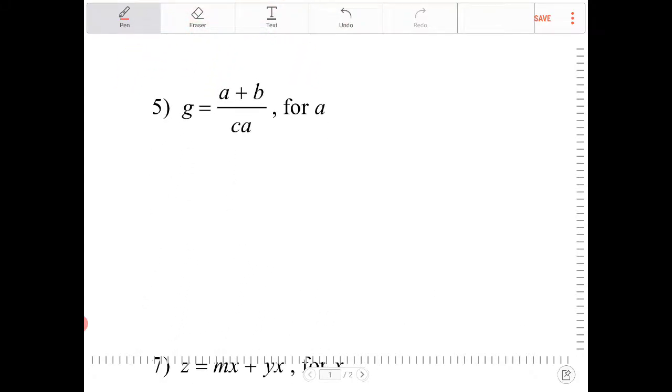All right. Next, I'm trying to isolate A here. Right now I have this fraction going on, and this fraction looks rather intimidating. I have A in both the numerator and denominator. I can't just divide out A because there's a sum up top. So what I'm going to do is multiply both sides by CA first.